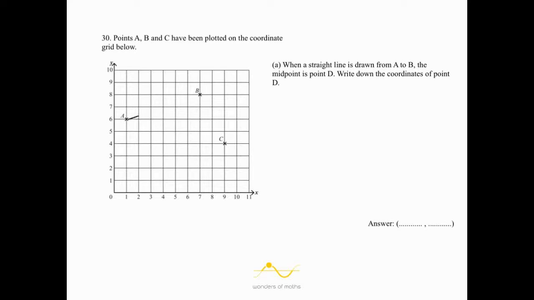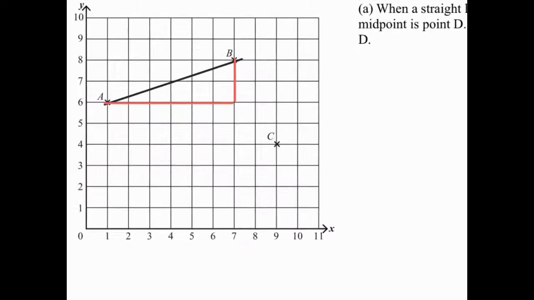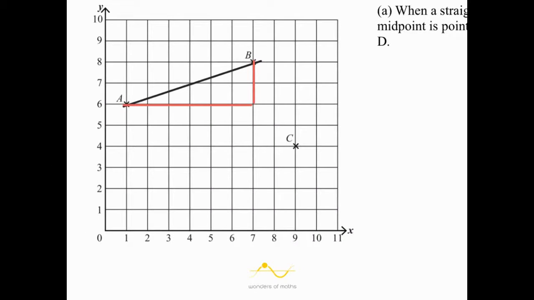Let's start off by using a ruler to connect our points. We want to form our straight line. Now the easiest method of working out where point D is to draw a triangle. We draw a horizontal and a vertical line connecting our points A and B. From here, we can count the squares to find our halfway point.